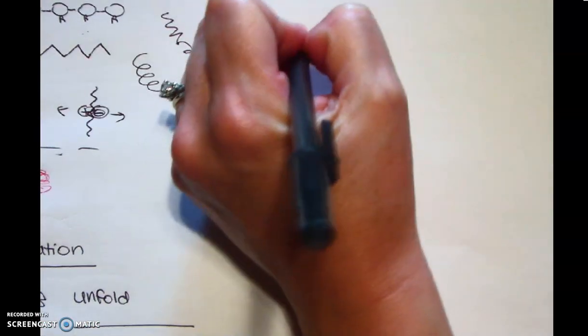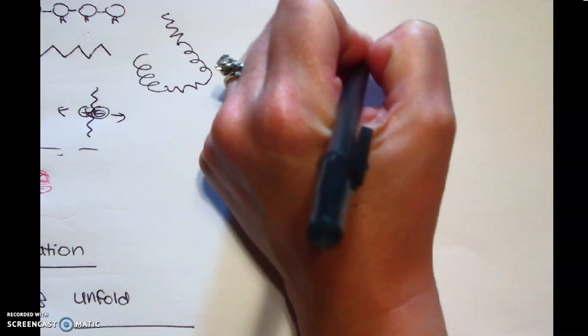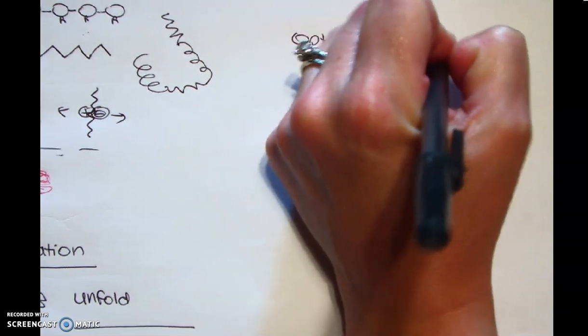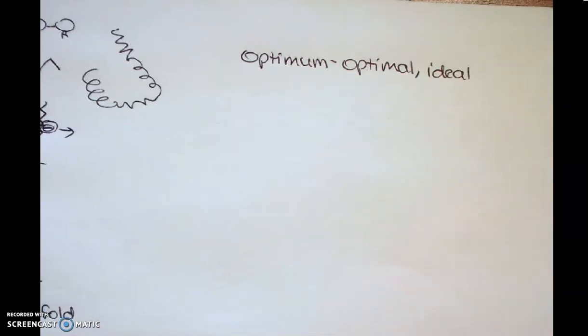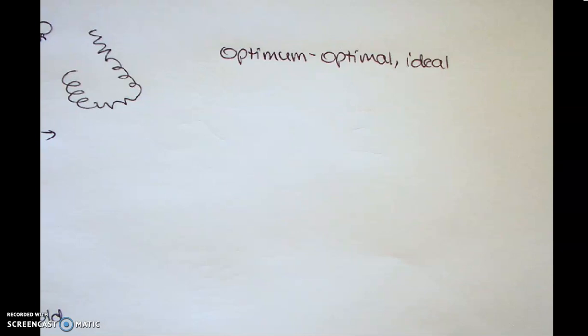So optimum comes from optimal or ideal, perfect, however you want to say it. And the optimum environment for an enzyme is that environment in which the enzyme works at its best. So it's the best temperature, it's the best pH, it's just everything.